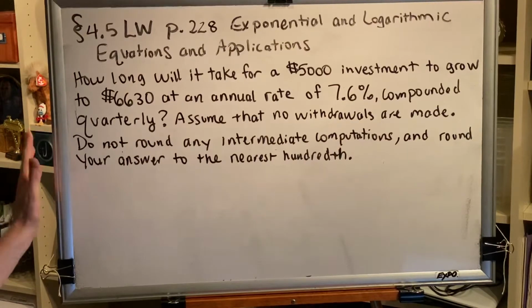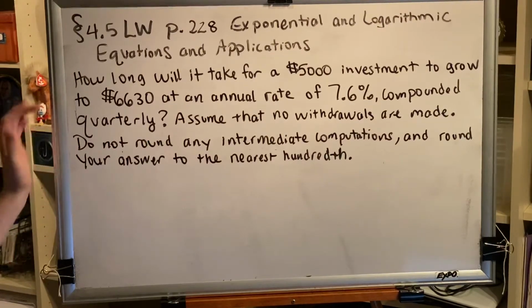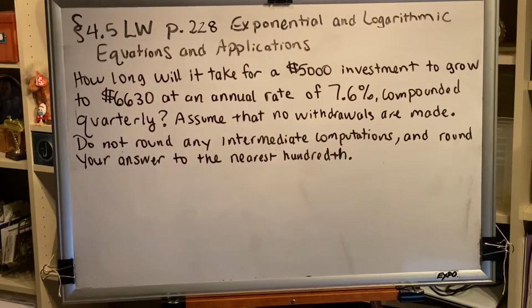How long will it take for a $5,000 investment to grow to $6,630 at an annual rate of 7.6% compounded quarterly? Assume that no withdrawals are made. Do not round any intermediate computations and round your answer to the nearest hundredth.